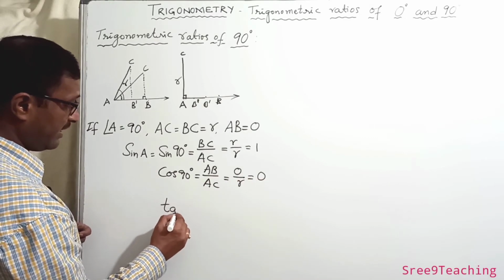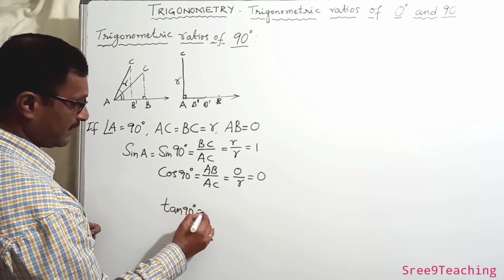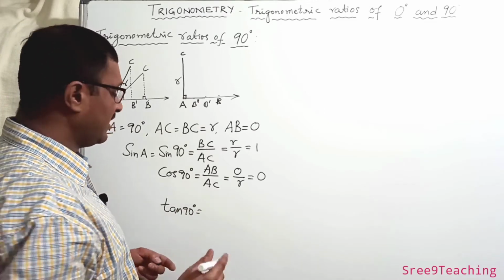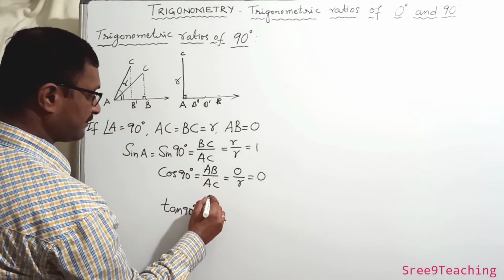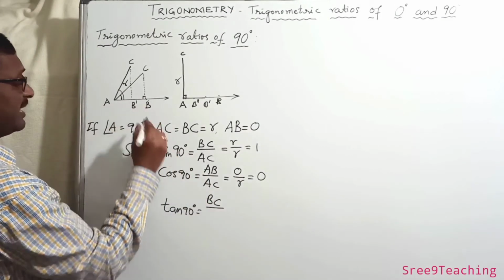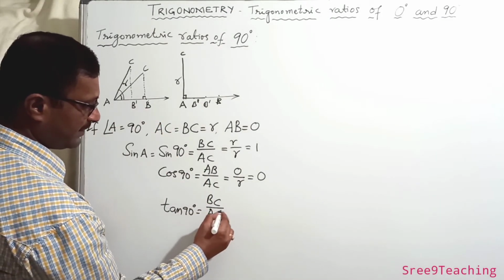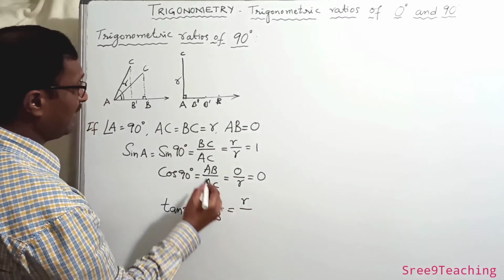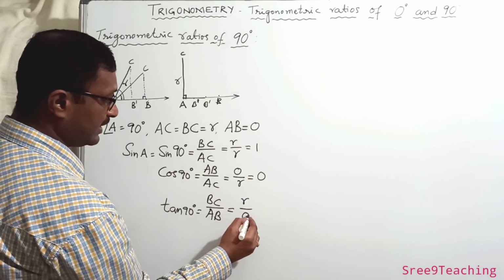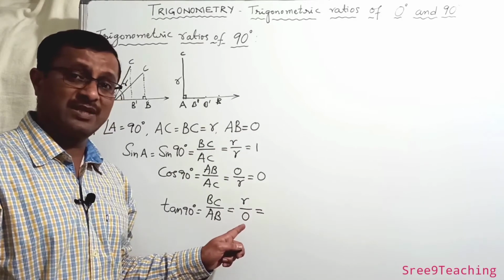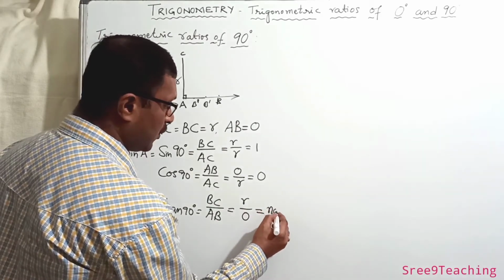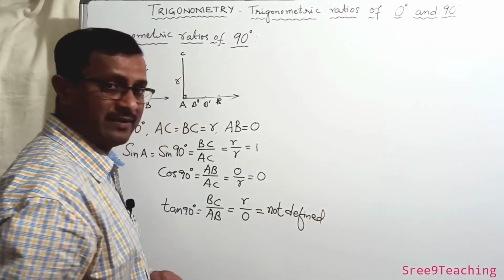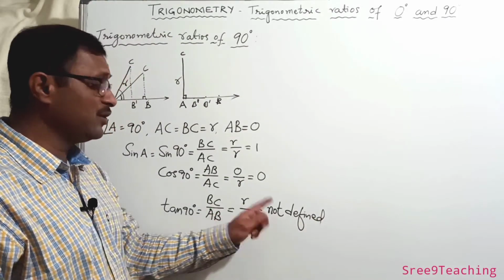Now let us find tan 90 degrees. You know the tan ratio, that is opposite side by adjacent side. Opposite side is BC and adjacent side is AB. Now what is the BC value? BC is R. What is the AB value? AB is 0. When the denominator becomes 0, we write it as not defined. The tan 90 degrees value is not defined.